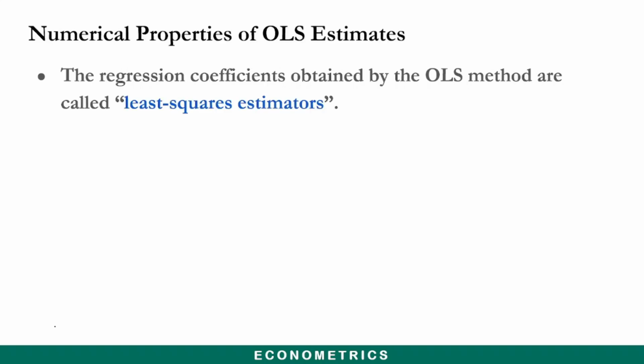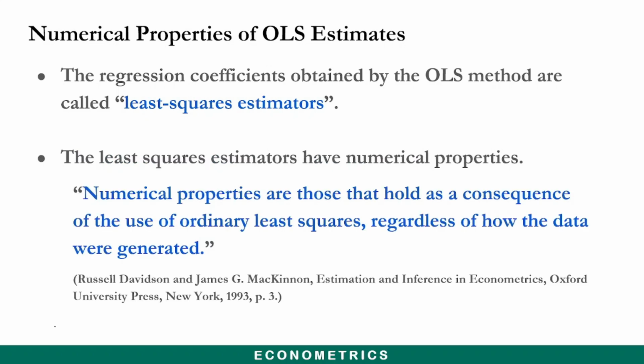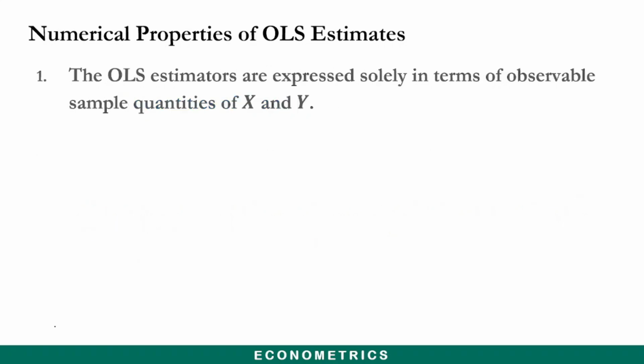The regression coefficients obtained by the OLS method are called least squares estimators. These least squares estimators have numerical properties. So according to Davidson and McKinnon, numerical properties are those that hold as a consequence of the use of ordinary least squares, regardless of how the data were generated. So these are the numerical properties.